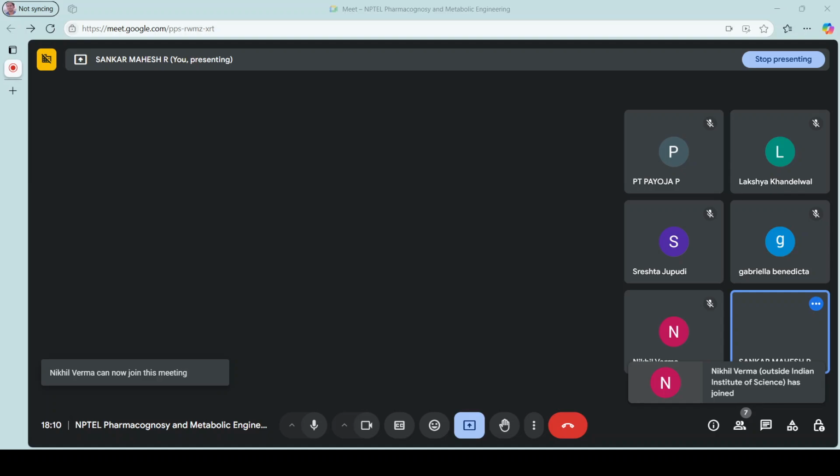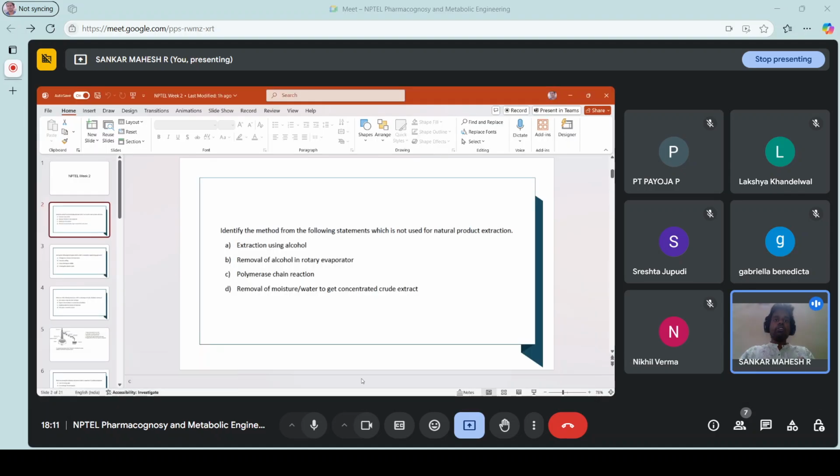So the first question is: identify the method from the following statements which is not used for natural product extraction. And four options are given here. Extraction using alcohol, removal of alcohol in rotary evaporator, polymerase chain reaction, removal of moisture or water to get concentrated crude extract. So, whoever knows the answer can first raise your hand.